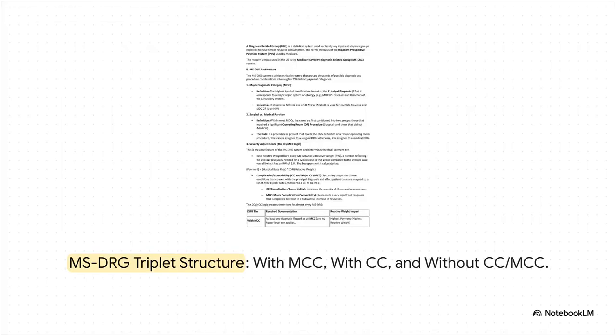Check out this triplet structure. For a given base condition, the presence of just one MCC shifts the patient right into the highest payment tier, perfectly reflecting the intense resources used by the hospital. If there's a CC, it drops to the middle tier. And if there are neither, it sits at the lowest tier. Precision here is an absolute must.